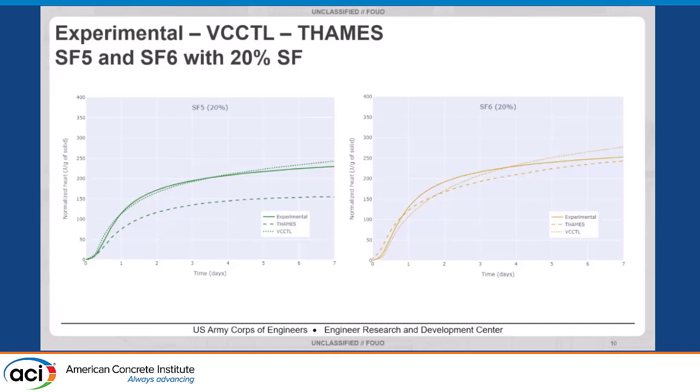I forgot to mention, right? So on the x-axis, we see the time. So our time is day 1, day 3, and day 7. So we have 3 different times. And on the y-axis, we have the normalized heat, which is joules per gram.